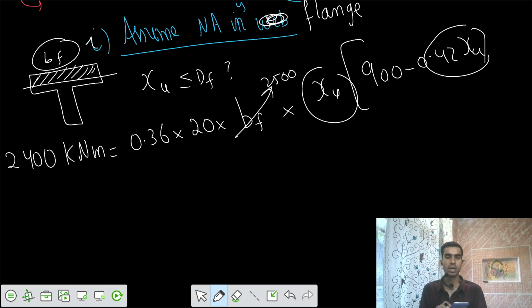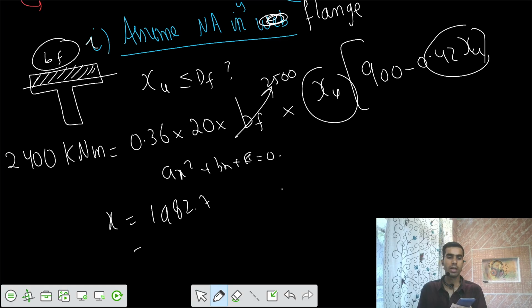This is your b. Then we have negative c, because we have the equation of ax square plus bx plus c equals to 0. So your c becomes negative 224 minus 2400 into 10 to the power 6. We have to write 10 to the power 6 also, because we are solving for Newton millimeters. So I would get a value that x can be either equal to 1982.7 or it can be equal to 160.11.